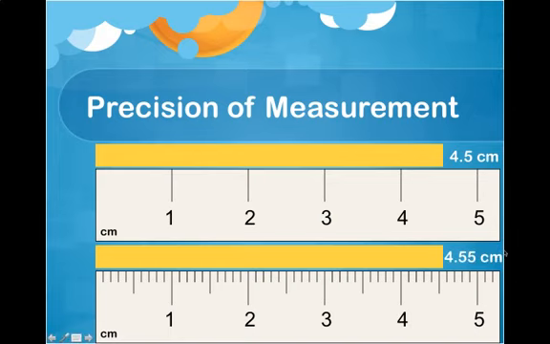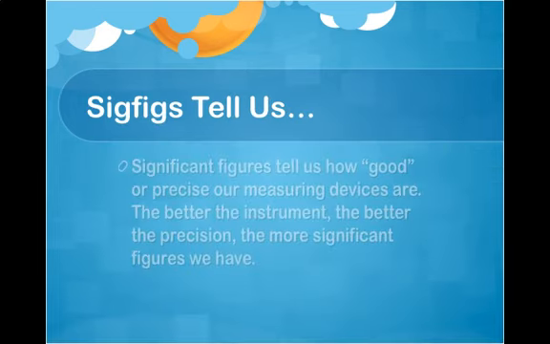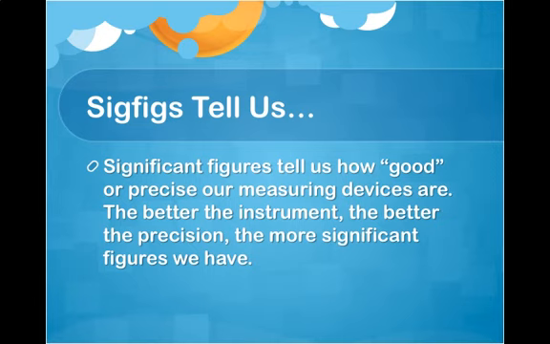Now, it's important that we include the units on both of our measurements, because numbers without units are meaningless. Sig figs tell us how good or precise our measuring devices are. The better the instrument, the better the precision. So the more divisions you have, the more precise your instrument is going to be. Thus, the more significant figures you will have.